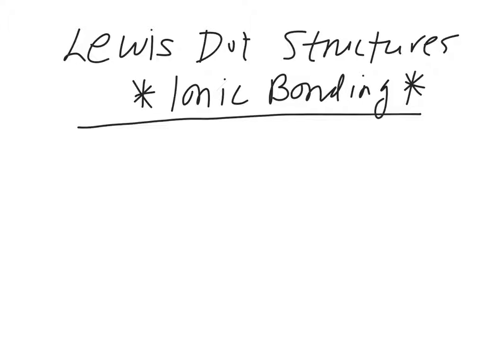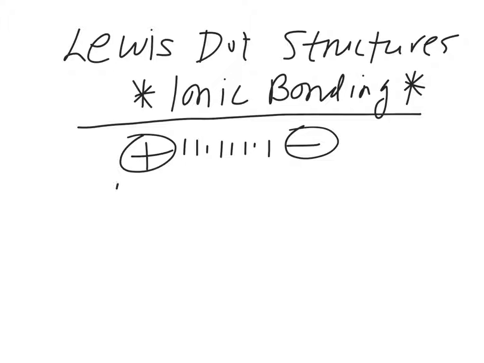Okay, in this lecture video, we're going to talk about Lewis dot structures for modeling ionic bonding. This is going to be a two-dimensional model of how atoms, or in this case cations and anions, are interacting with one another so that we can show it on paper. And we know that in ionic bonding, we're talking about the interaction or the attraction between a positively charged cation and a negatively charged anion.